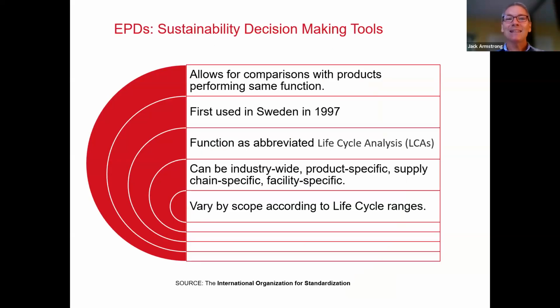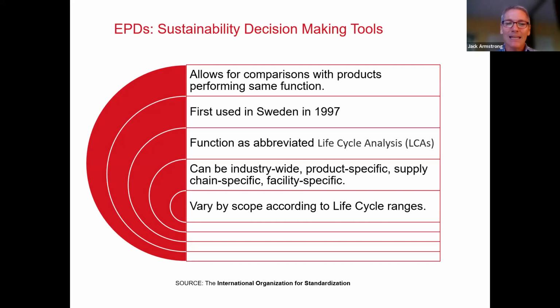So, learning objective number 1, what are EPDs and how do we use them in sustainable design? EPDs, once again, standing for Environmental Product Declaration, is a sustainability decision-making tool. They allow for comparison with products using the same function. They were first created in Sweden a couple of decades ago, towards the end of the 1990s, and it is an abbreviated form of the life cycle analysis, or the LCA.